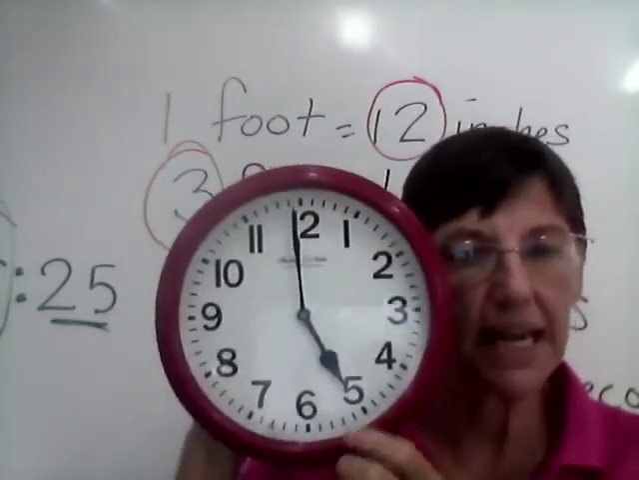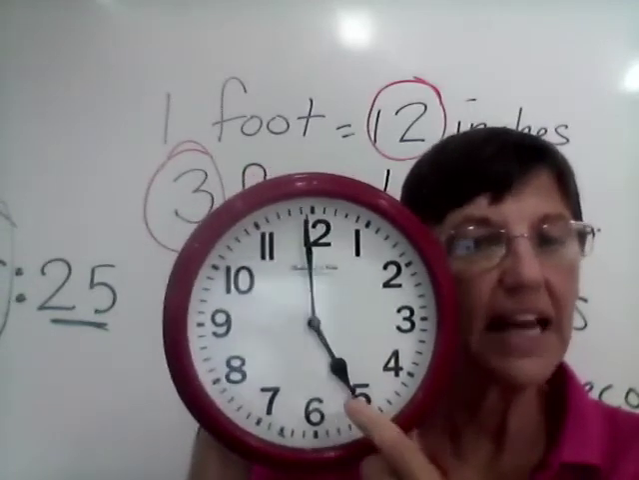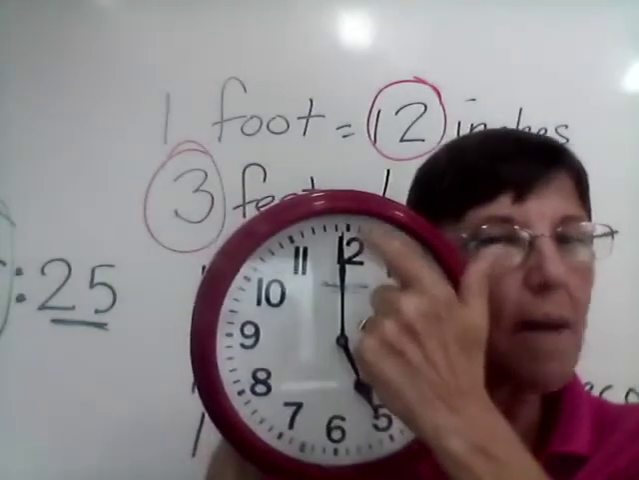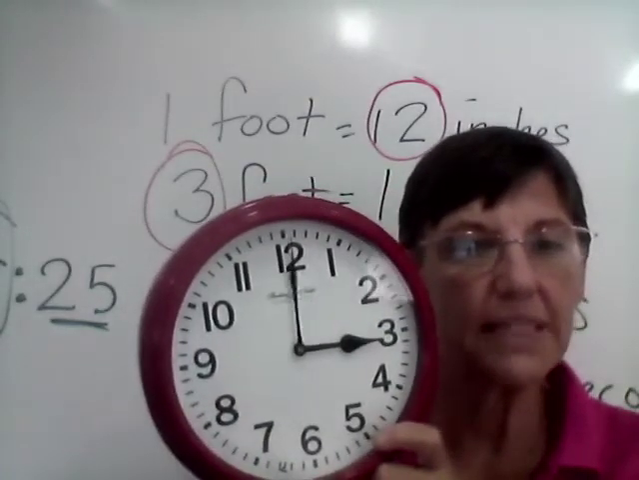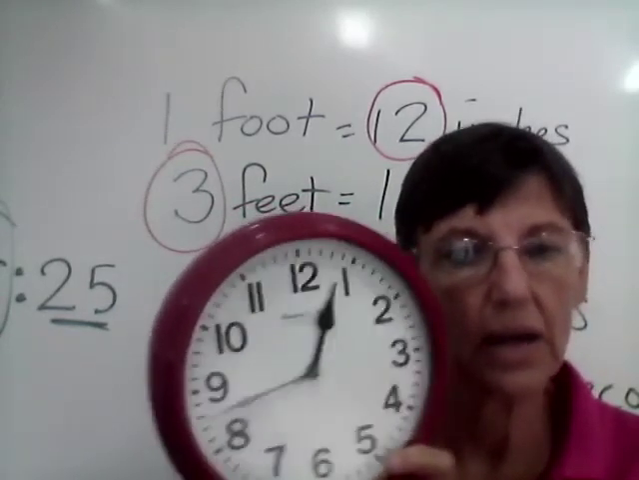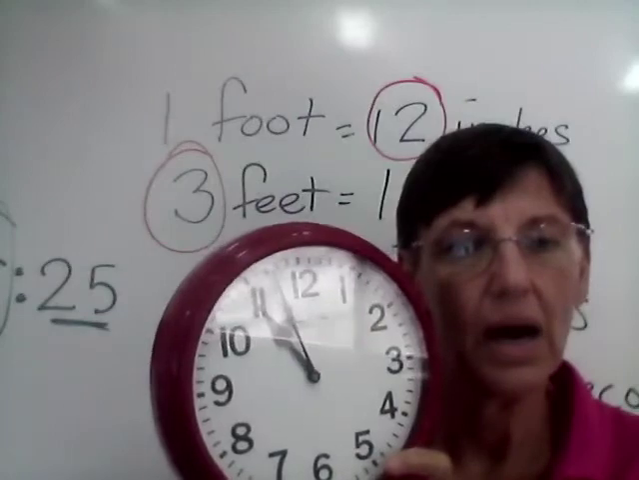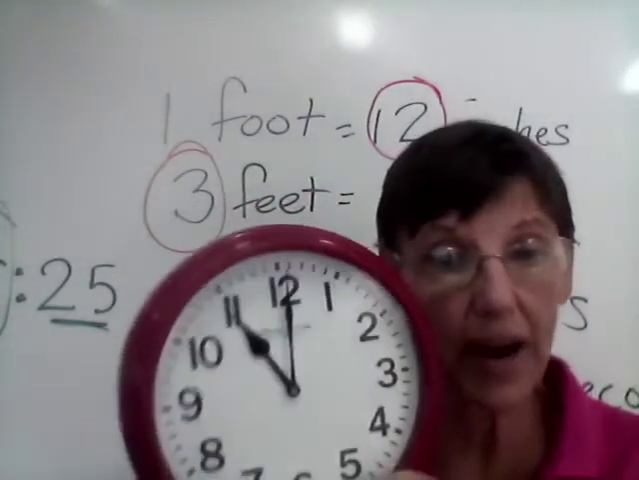Now what time is it? It is 5 o'clock. The little hand points to our hour. Our big hand is straight up. What time is it now? It's 3 o'clock. What time is it now? It is 11 o'clock, okay?